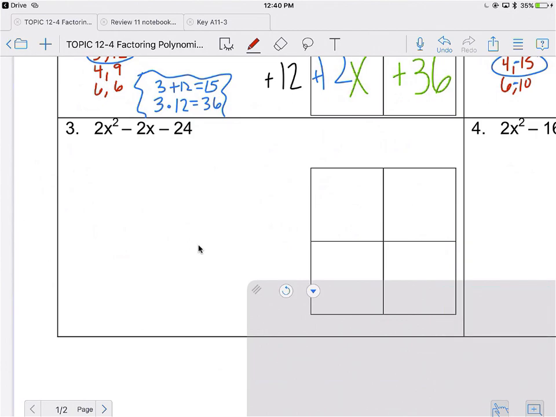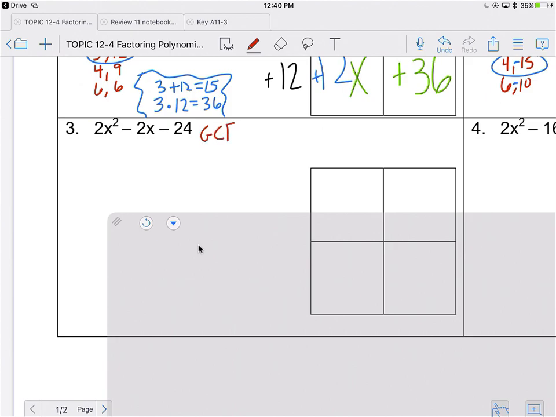Examples 3 and 4 both have a GCF that I need to take out. For these problems, my GCF is most likely going to be whatever number's in front of x squared. Looking at 2, 2, and 24, I can't take out anything bigger than a 2 because I don't have anything bigger than a 2 for my first two terms. So the GCF I'm going to take out is a 2. Once I take out that 2, I rewrite what I have, x squared minus x minus 12.